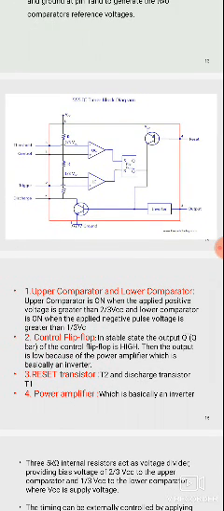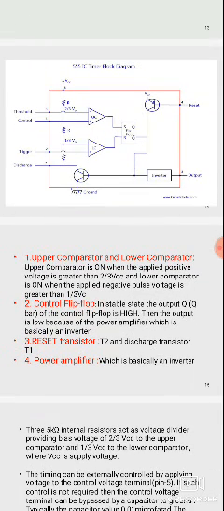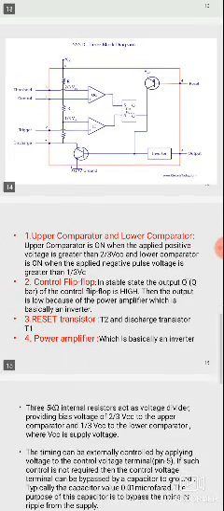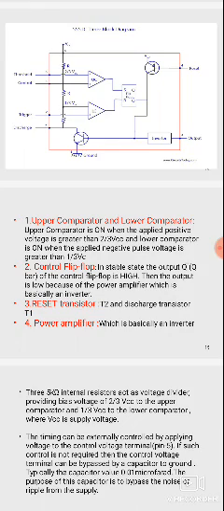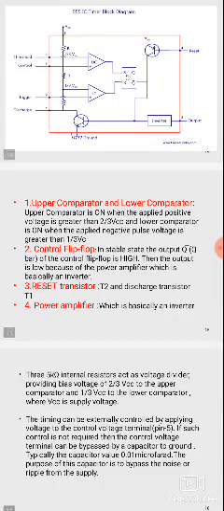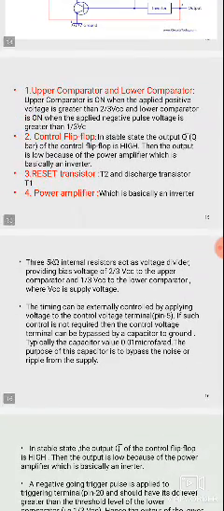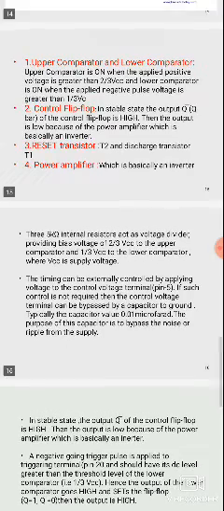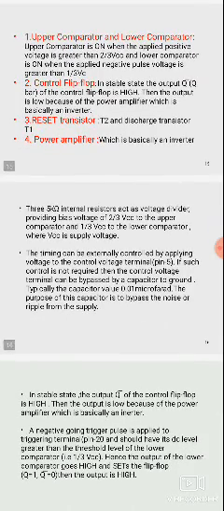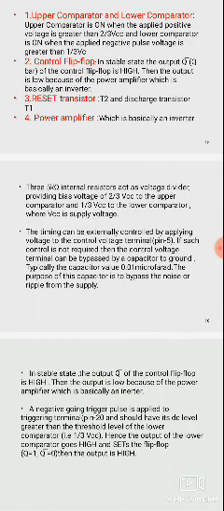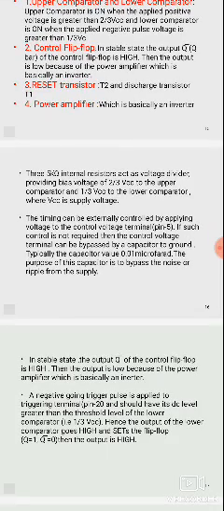Next, we connect an SR flip flop and 2 transistors. The 2 transistors are T1 and T2, and there is an inverter that works as a power amplifier. The power amplifier is basically an inverter circuit. First, the upper comparator is on when the voltage is greater than 2/3 VCC, and the negative voltage is greater than 1/3 VCC. The lower comparator is also on. Next, the control flip flop, and pin 5 is used for the externally connected control voltage terminal. Whenever we are not using the control voltage terminal, it will be bypassed with a capacitor.